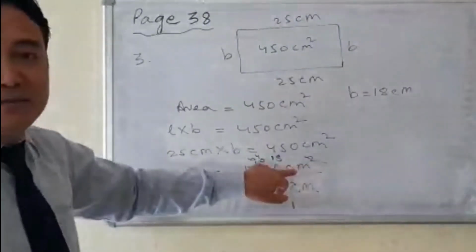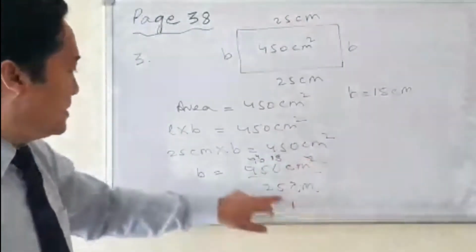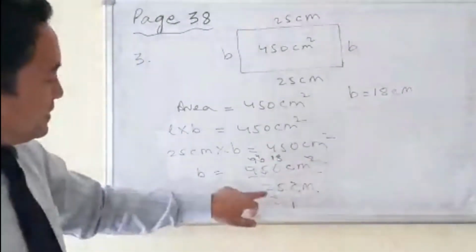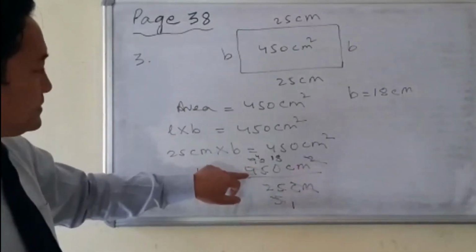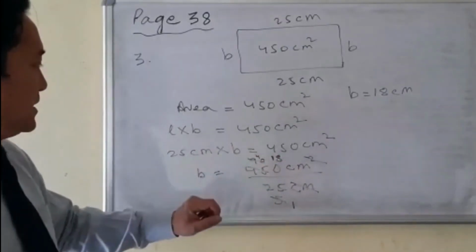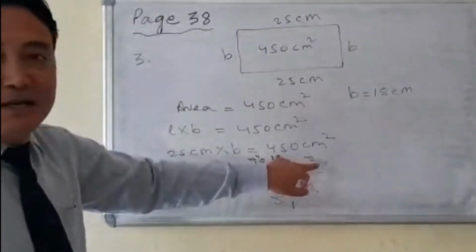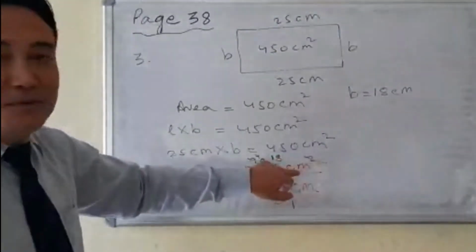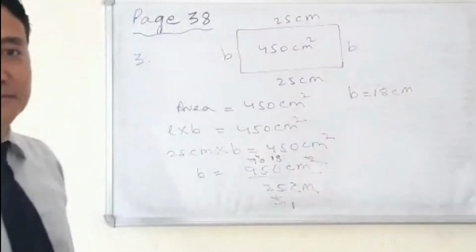So centimeter square means 2 times centimeter. Okay, centimeter into centimeter. So cancel with 5 here. 5 5s are 25. 5 90s are 450. 5 1s are 5. 5 18s are 90. Okay, so 1 centimeter at the denominator and another centimeter at the numerator cancels. So only centimeter will remain here. So therefore, breadth equals 18 centimeter.